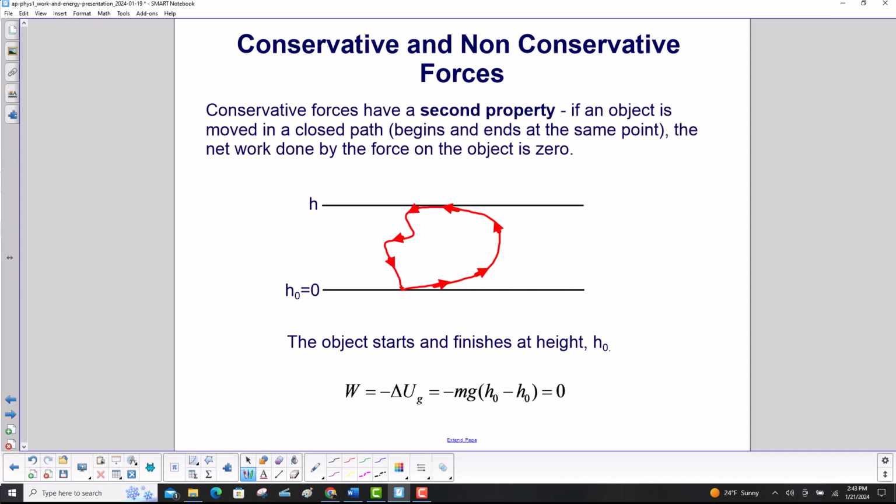Conservative forces have a second property. If an object is moved in a closed path, that is, it begins and ends at the same point, like this here, the net work done by the force on the object is zero. So in this case, the object starts and finishes at height 0 equals 0. So we use our work equation here, and we find out that no work is done and the potential energy doesn't change.